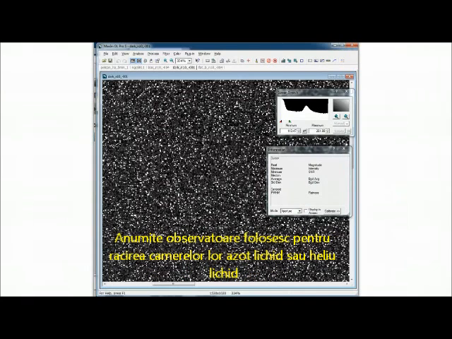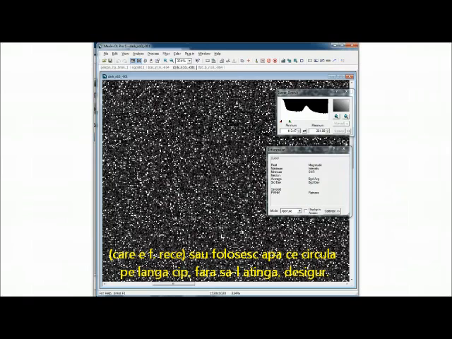Other observatories will actually cool their chips using liquid nitrogen or liquid helium, which gets very cold, or they will use water and pump water next to the chip, not touching it, but touching that aluminum block, and use thermoelectric cooling and whatnot.